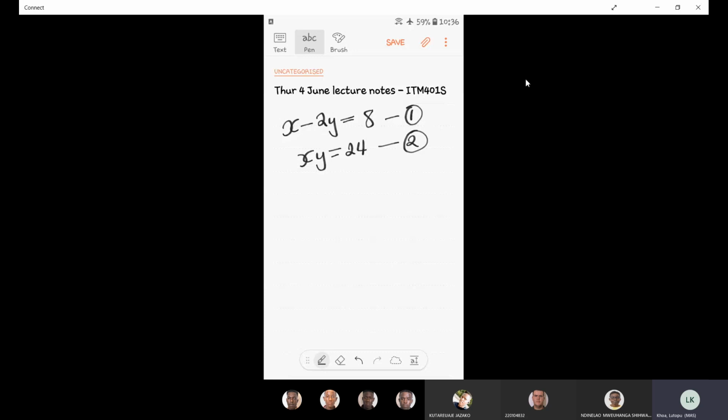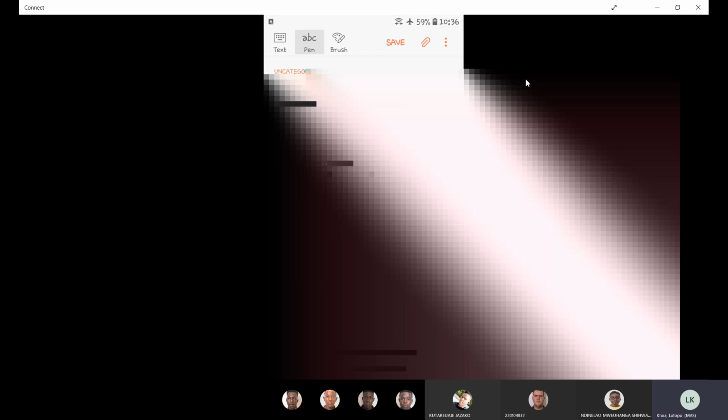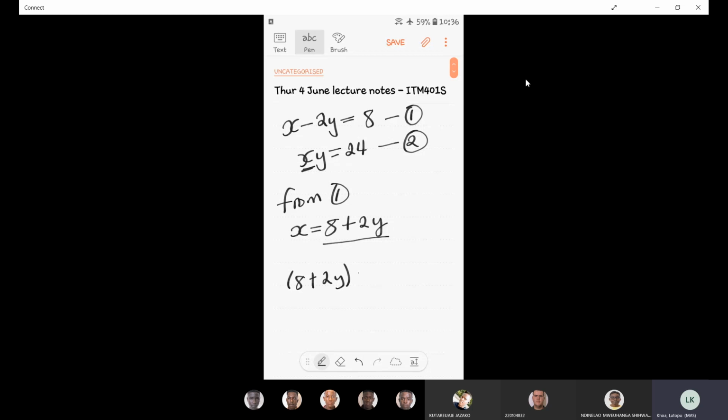Right, so from equation 1, I will rewrite equation 1 as x is equal to 8 plus 2y. So then this new equation that I get, I will substitute it into the other equation. So wherever I have x, I will then put 8 plus 2y. So I have 8 plus 2y times y, and this is equal to 24. And you know how to multiply out the brackets. I have 8y plus 2y squared, and this is equal to 24.